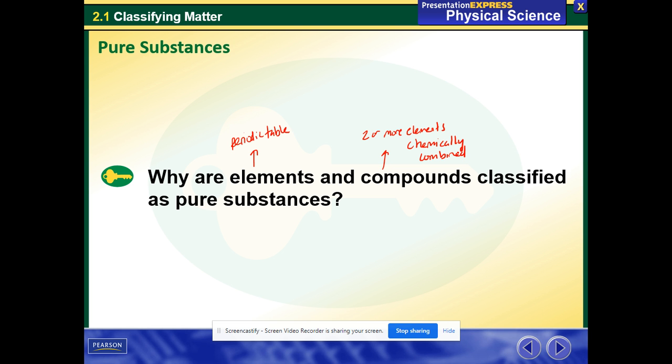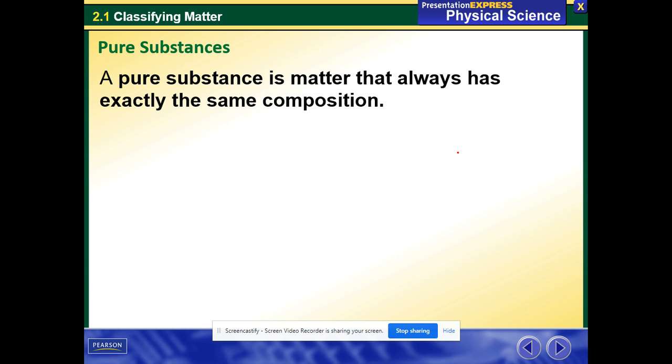So now that we've gone back over those two words that we've learned in junior high, let's go over why we classify them as pure substances. Well, a pure substance is matter that always has exactly the same composition. If you ever heard the word same composition, it means that it has the same makeup. It's made up of the same thing every single time. Sometimes you might hear the word fixed.